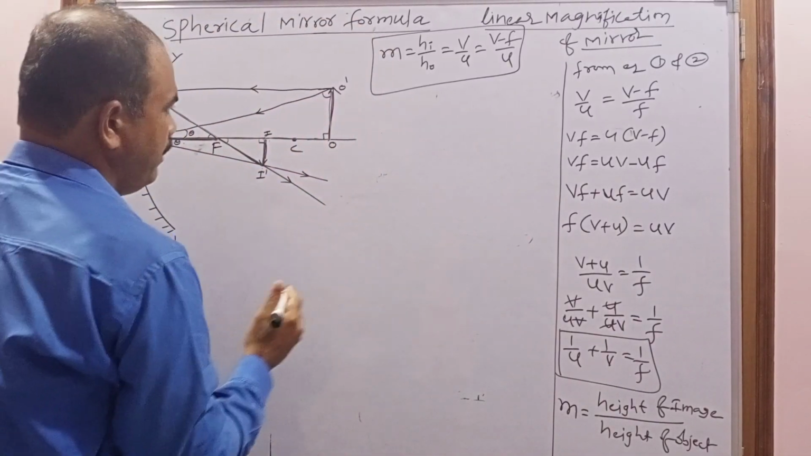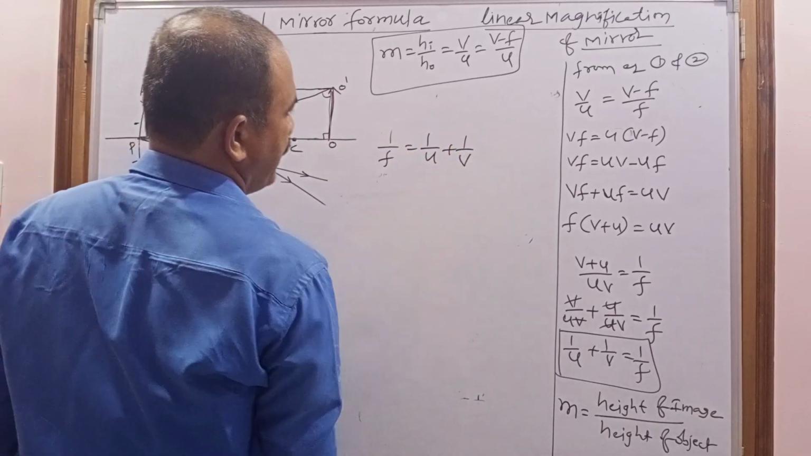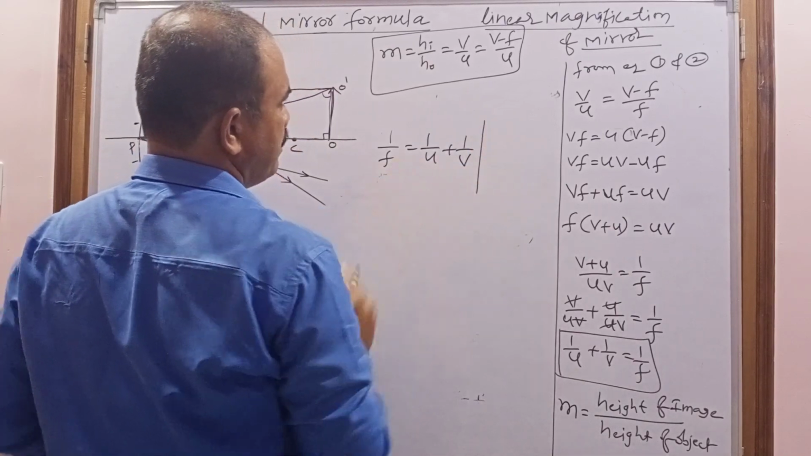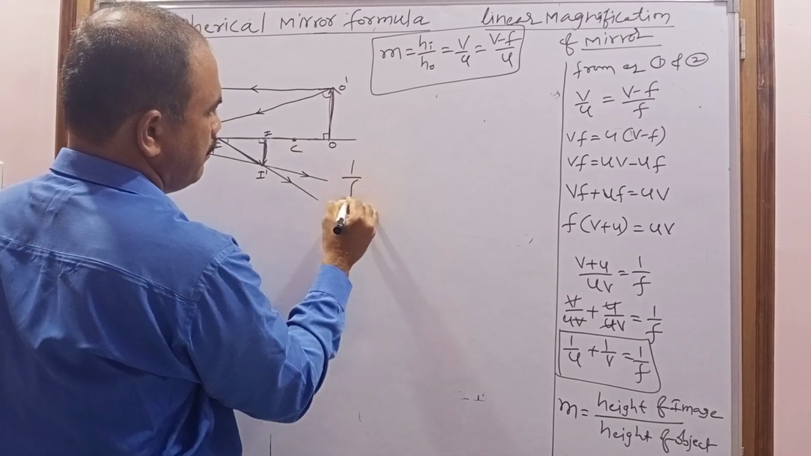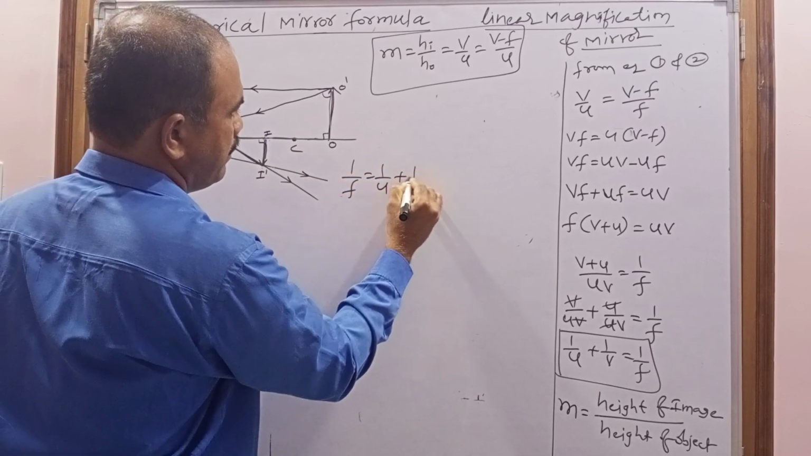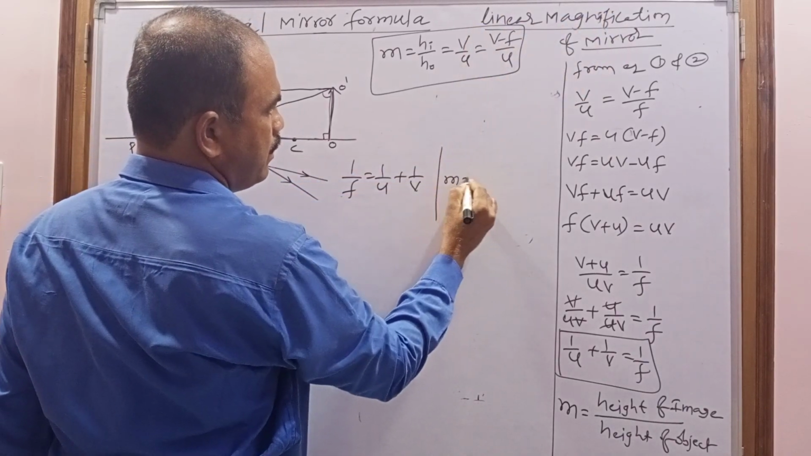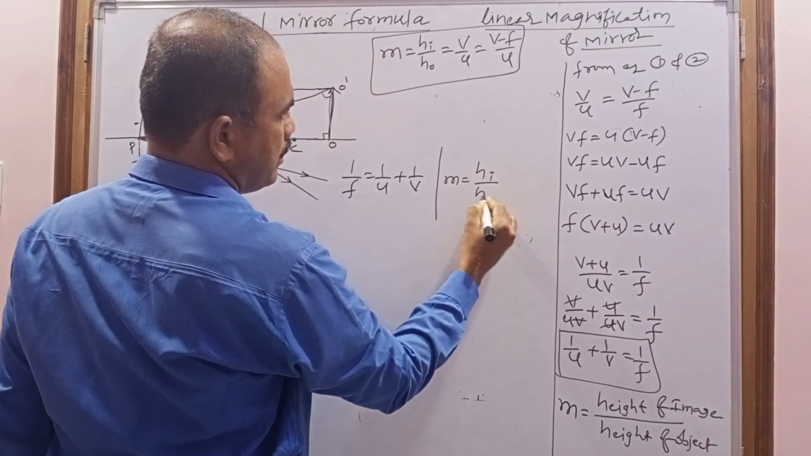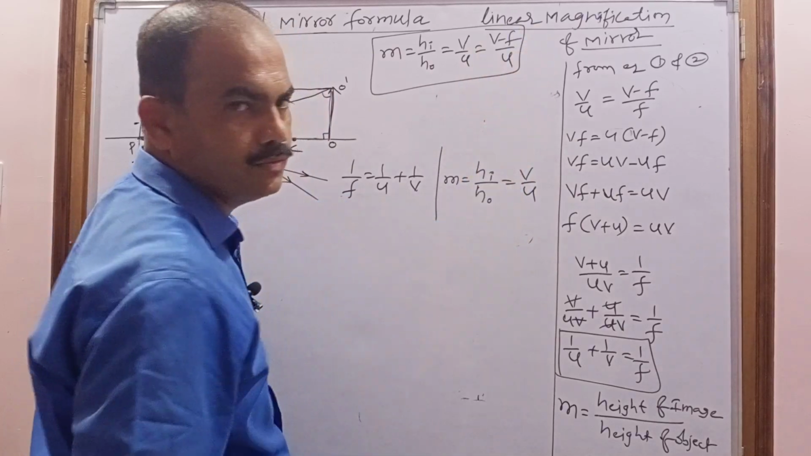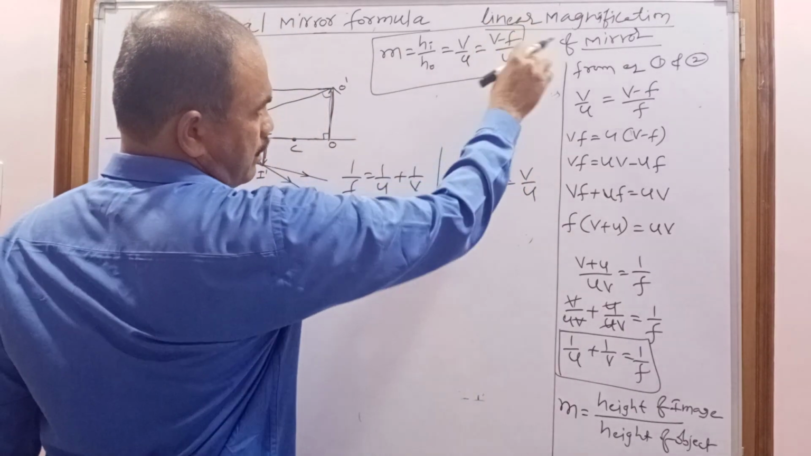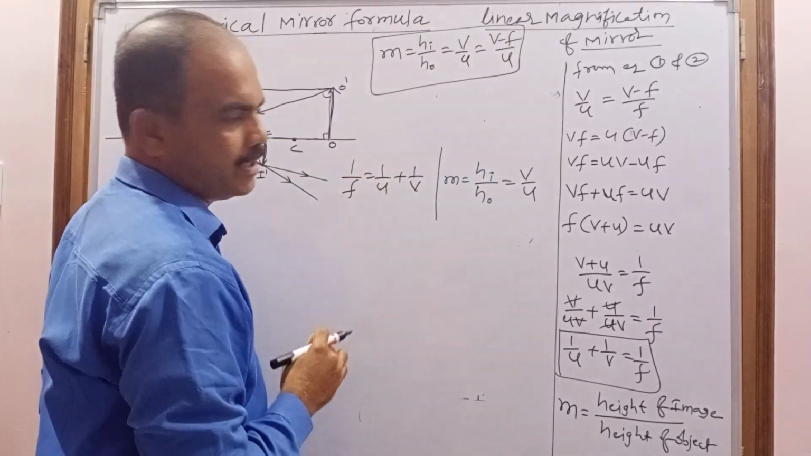So what is the mirror formula? Mirror formula is 1 by f equal to 1 by u plus 1 by v. And the second one, linear magnification, m equal to height of the image by height of the object, which is equal to v by u or v minus f by f. This is a formula not in your textbooks. This is an extra formula, remember it.